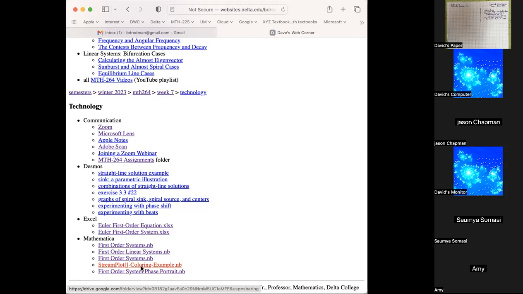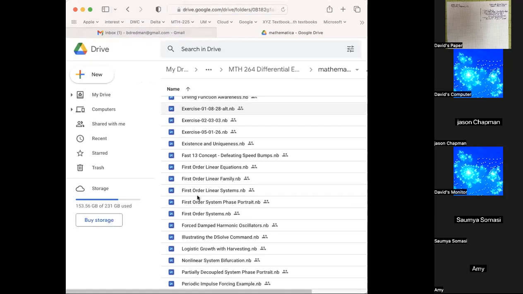So the first order linear systems notebook is helpful. First order systems could also do the job. And I'm not sure why I have two copies of that. I think I just have two links accidentally. And first order system phase portrait, okay, again, that could do the job, but that's probably a special example I threw in there just for an illustration. So do examine this Mathematica notebook, first order linear systems this week. Do use it to generate your images. Okay, good. You find it right here. First order linear systems, but we'll get that later.